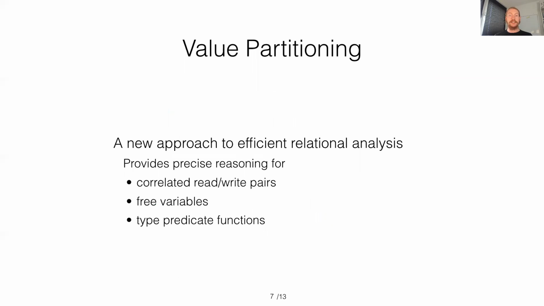Similar for the three challenges is that they all require relational information between two different abstract values. We propose value partitioning as a technique for providing this relational information between different abstract values. In the next slides, I will show examples of how value partitioning works and how it handles the three challenges. In other words, how value partitioning precisely reasons about correlated read-write pairs, free variables, and type predicate functions.